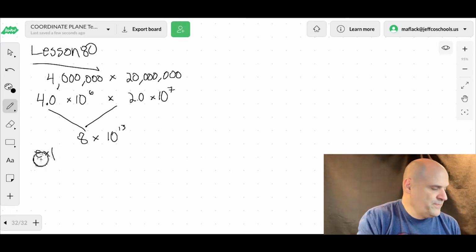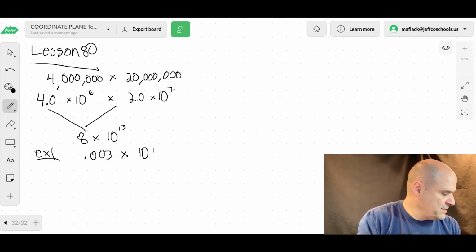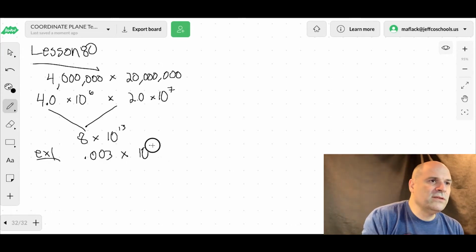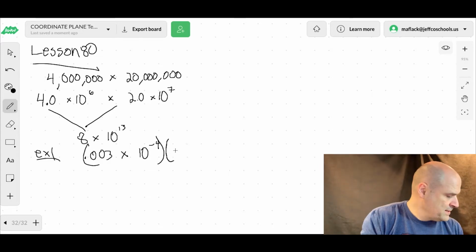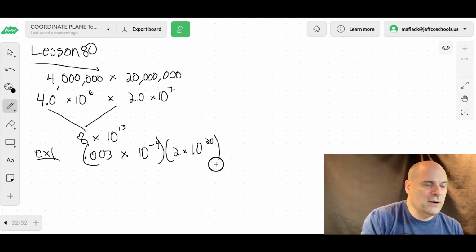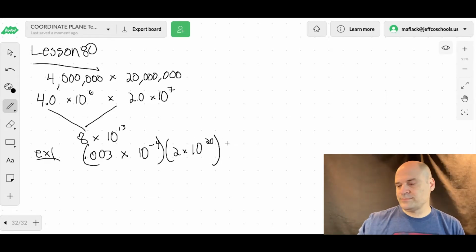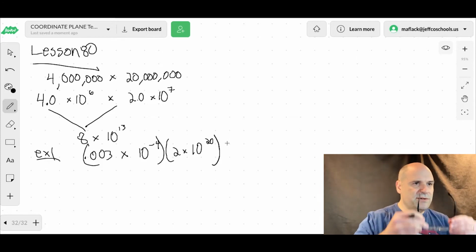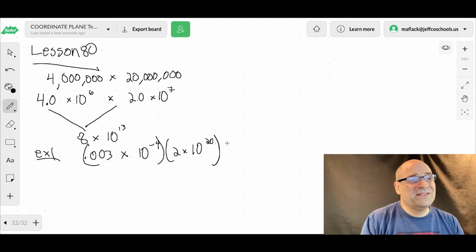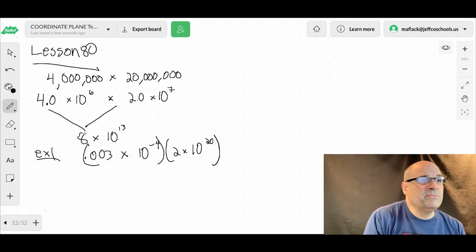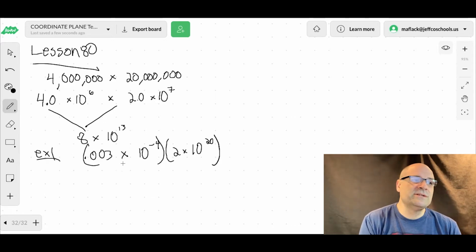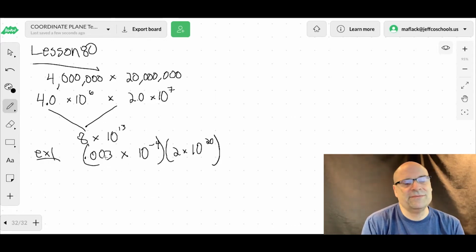So example 1, 0.003 times 10 to the negative 4th. This is all multiplied by 2 times 10 to the 20th. Whoa, that's a lot. So let's do that. We could just multiply right now, or we could put this in true scientific notation, because right now it's not in true scientific notation.